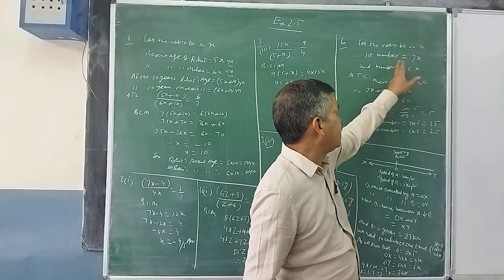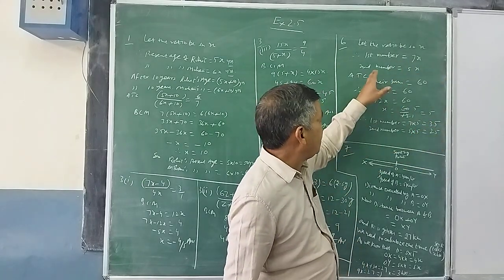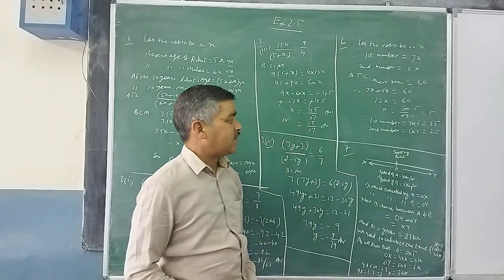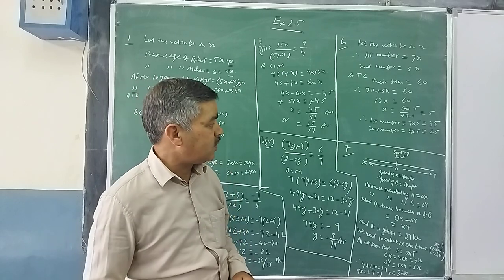And go back to this. Your first number will be 7 into 5, which will make it 35. And the second number will be 5 into 5, that is 25. So you can check that 35 plus 25 is equal to 60.